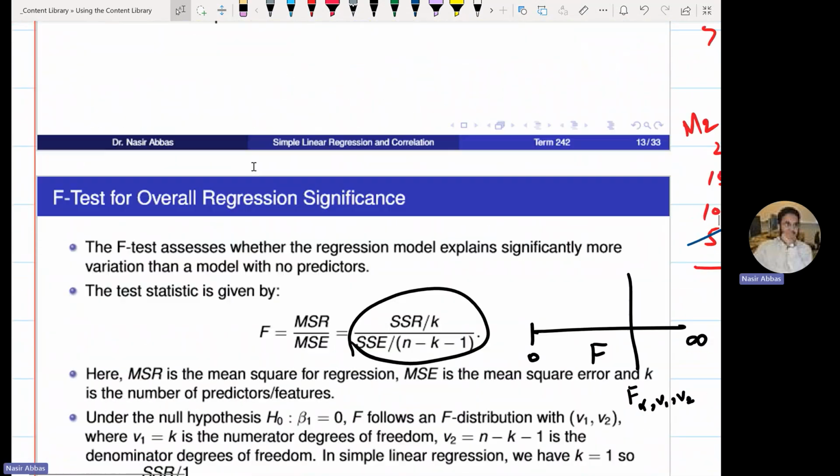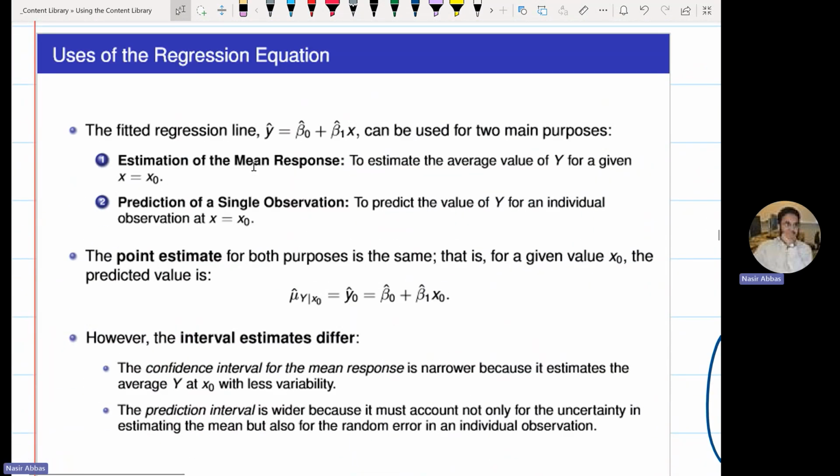After you did everything with the regression, then you did what? You said the regression is ready for use. What were the two uses of regression? Very, very important. For sure, there will be a question from this concept in the exam. Two uses of regression.